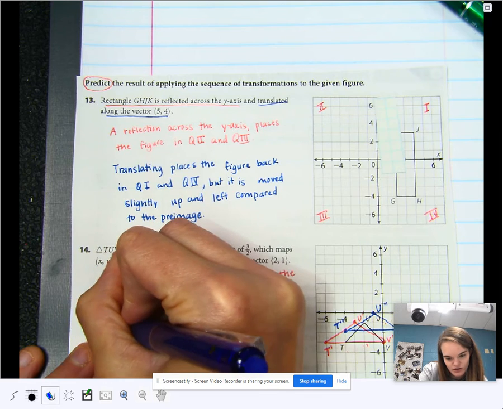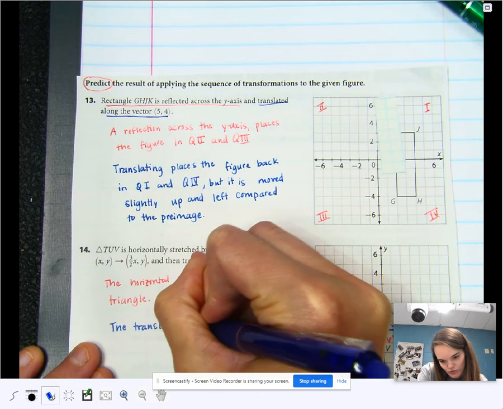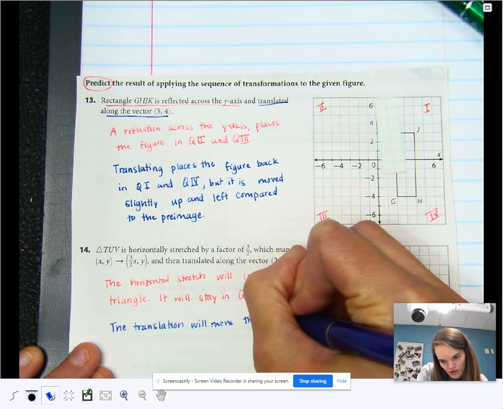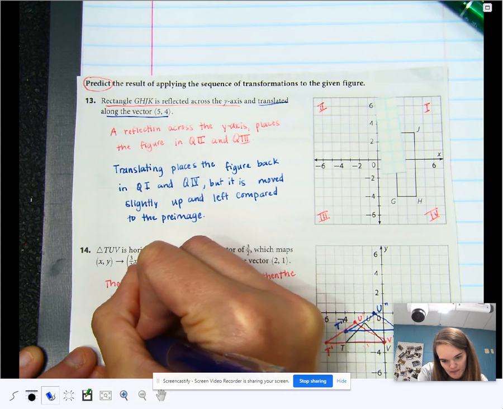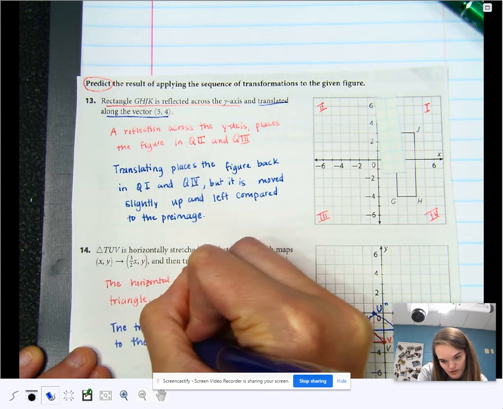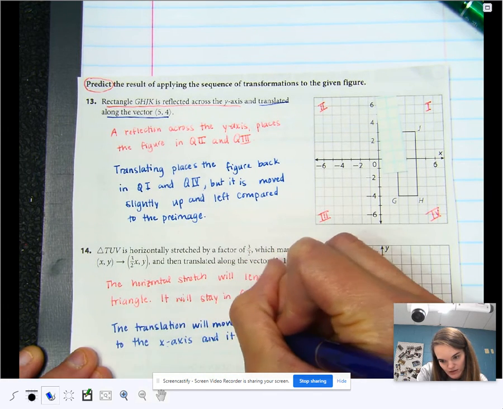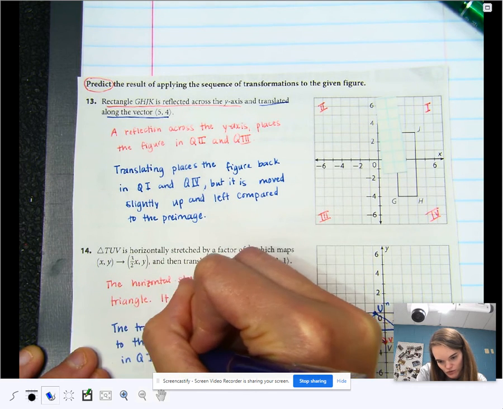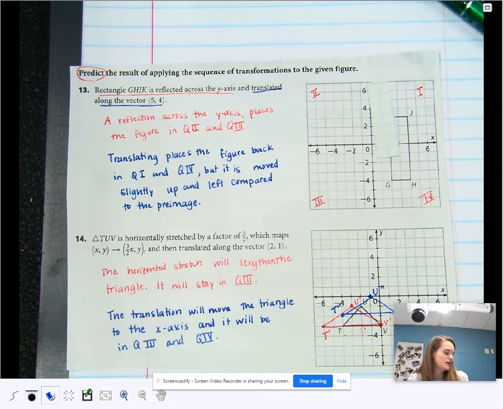The translation will move the triangle to the x-axis, and it will be in Q3 and Q4. So on the homework tonight, if it says predict, you're just writing what's happening, okay? Get you into the good mindset of writing mathematically.